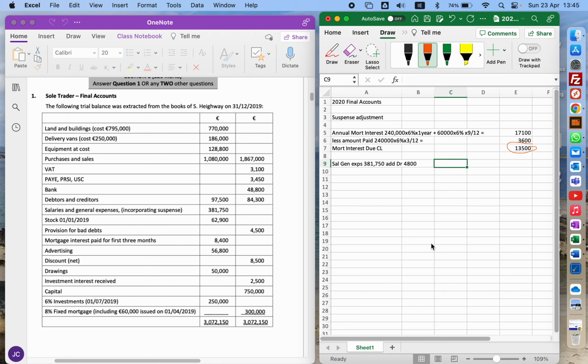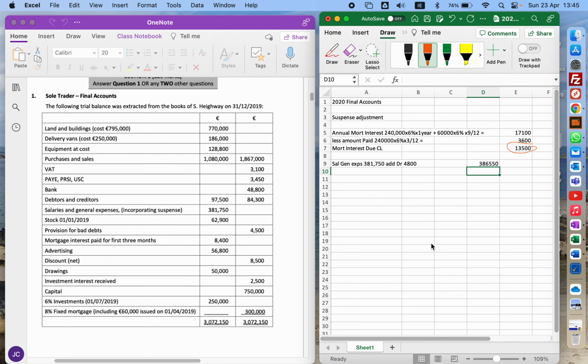Okay, so that means that the figure now for salaries and general expenses is going to be 381,750 minus 4,800. Sorry, plus 4,800. Let's go through it again.